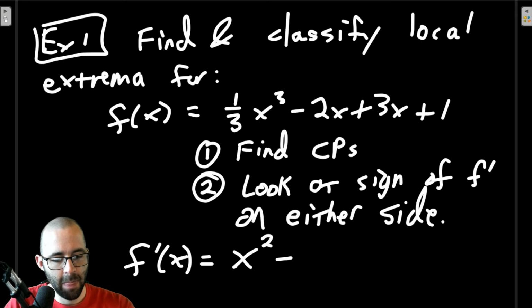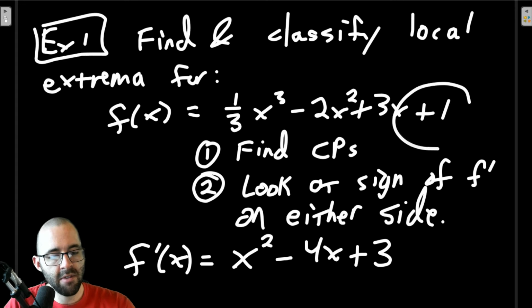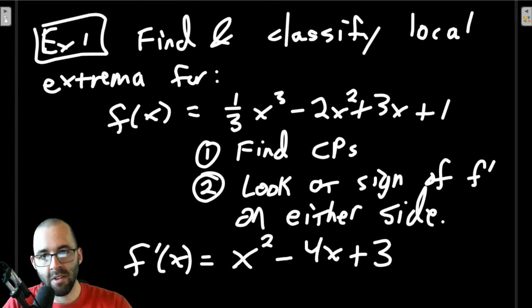Hold on. That's true, but there should be a 2x squared up here. I wrote the problem down wrong. All right, so the derivative of 2x squared, let's use the power rule again to get 4x. The derivative of 3x is 3. And the derivative of this last guy, the derivative of a constant, is just 0.